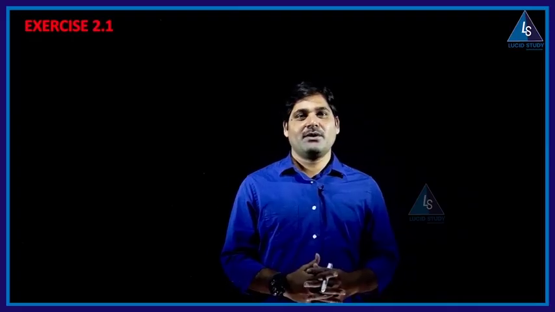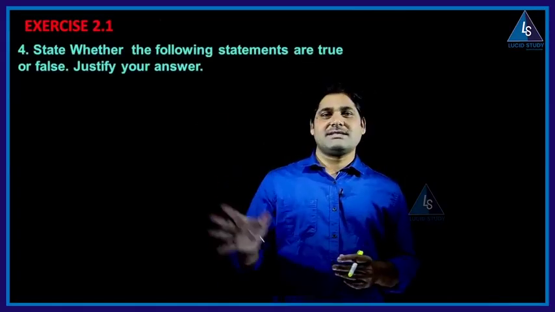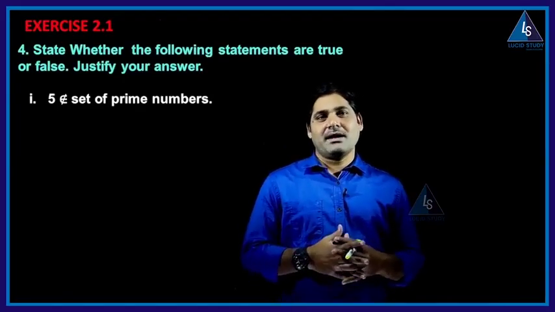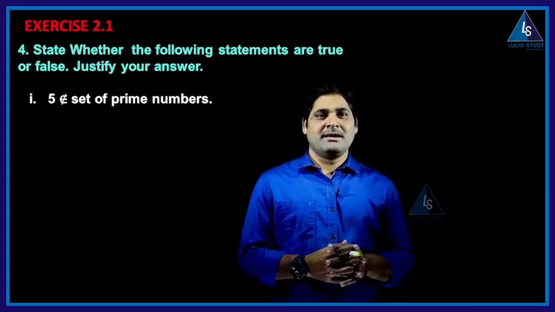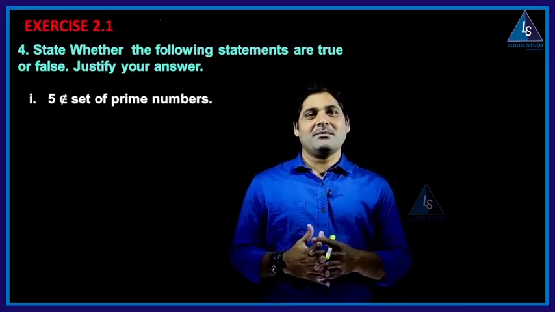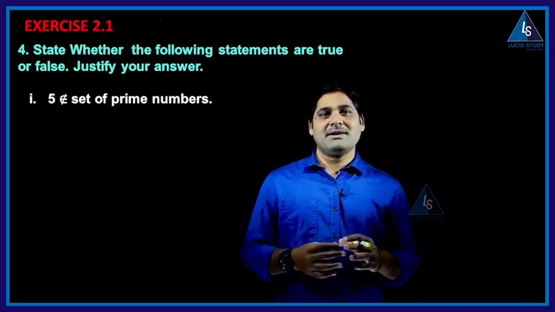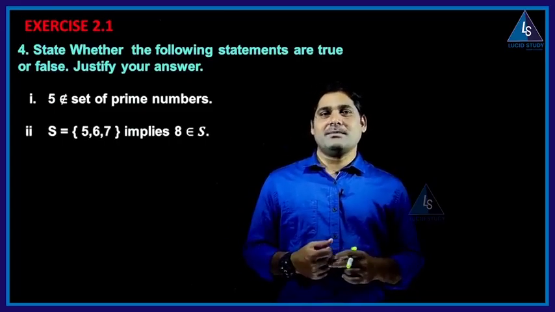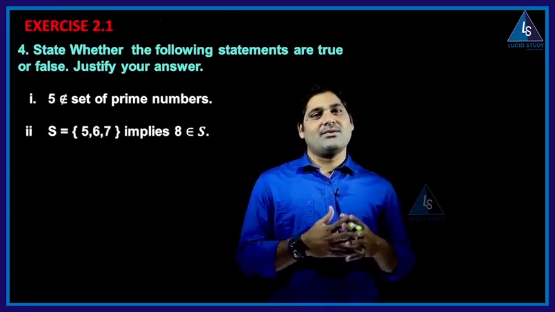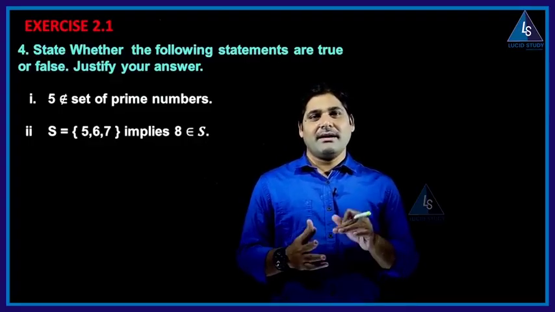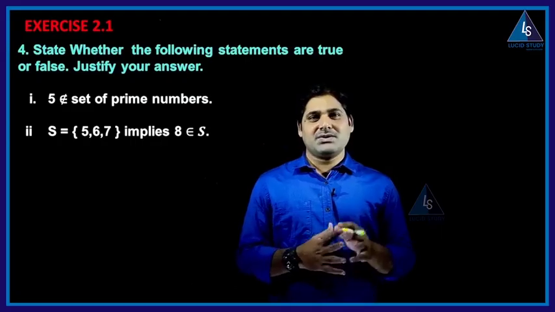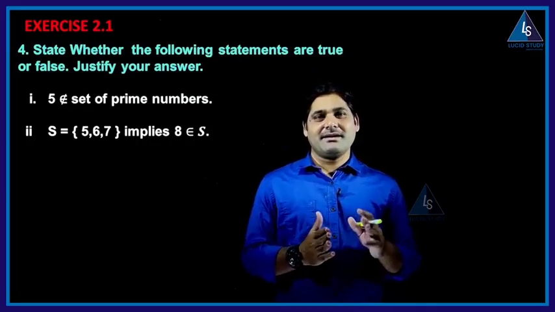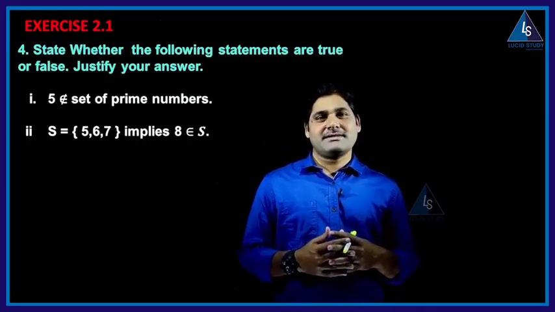Right? Now question number 4. See here, we need to state whether these statements are true or false. See the first one. 5 does not belong to prime numbers. Is it true? It is not true, because 5 is a prime number that should belong to the prime number set. So the first one is false. Okay. Now see the second one. A set is defined as S is equal to 5, 6, 7, and that implies he is telling that 8 belongs to S. So is it true? Is 8 there in that set? No, it is not there. That is why 8 does not belong to S. This is a false statement again.